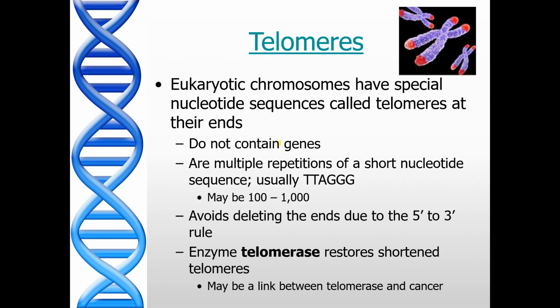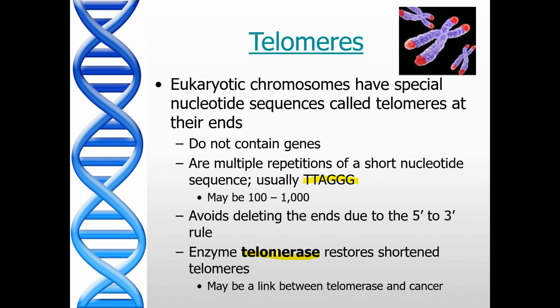And so to help protect our genetic information, on the ends of our chromosomes, we have these long repeat units, okay? It could be 100 to 1,000 of these repeats of this particular sequence usually. And that way, every time it does shorten, we're not losing critical genetic information. Now, there is an enzyme called telomerase that actually restores those telomeres.